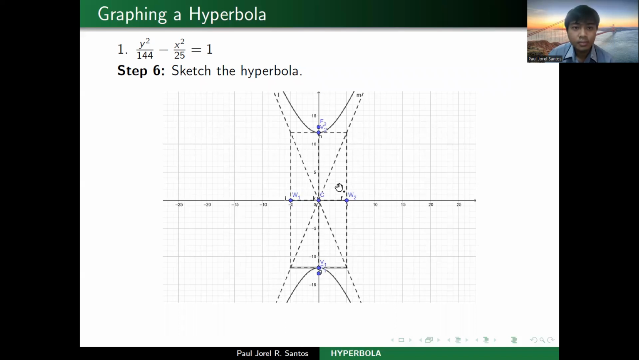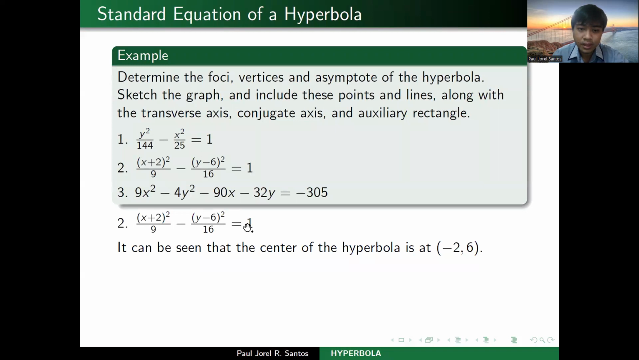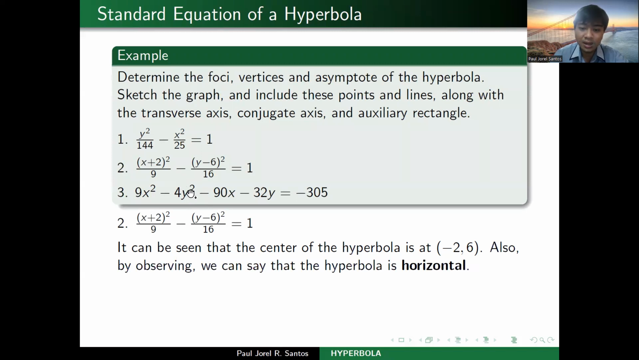Okay? Now let us proceed to our second example, number 2. It can be seen that the center of this hyperbola is located at (-2, 6). Also, the hyperbola is horizontal because x comes first. We can say that the hyperbola is horizontal and x is positive here.